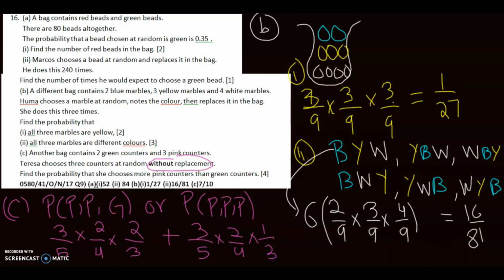But before that, we have 3 such cases: pink, pink, green, or pink, green, pink, or green, pink, pink. So multiply this with 3. Then we will get the answer 7 upon 10.